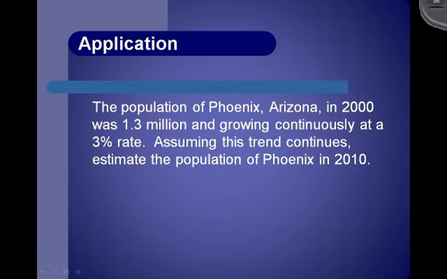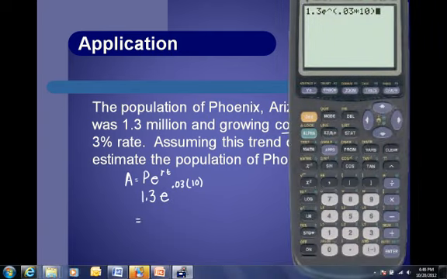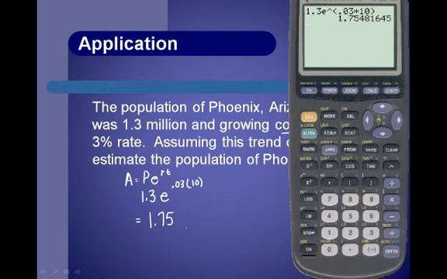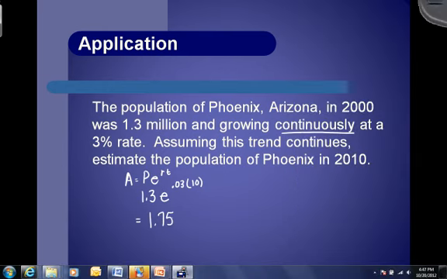Another application. The population of Phoenix, Arizona in 2000 was 1.3 million and growing continuously at a 3% rate. Assuming this trend continues, estimate the population of Phoenix in the year 2010. Well, we're going to do our A equals PE to the RT. Because it's continuous, we know it's E. So our P is our original amount, which is 1.3 million, times E to the rate is 0.03 times time. Well, we're going for 10 years. So we're going to need our calculator. 1.3 times E to the power of 0.03 times 10, which gives us 1.7548. So this means if the trend continues, then the population of Phoenix in the year 2010 will be about 1.75 million people.